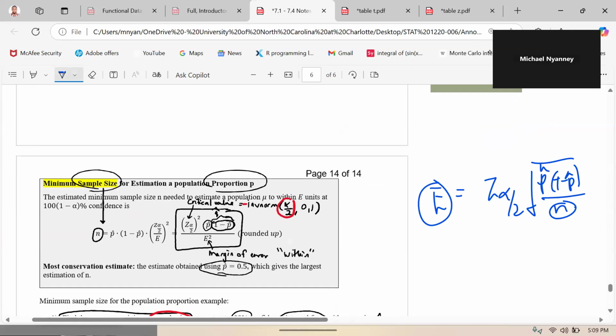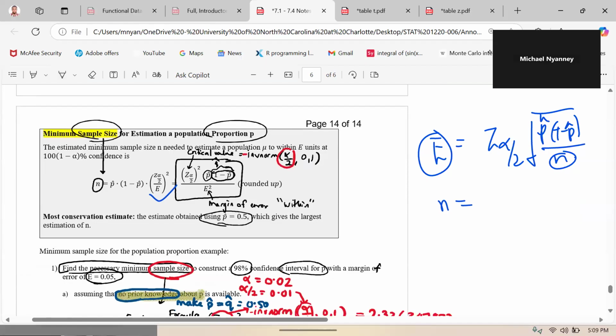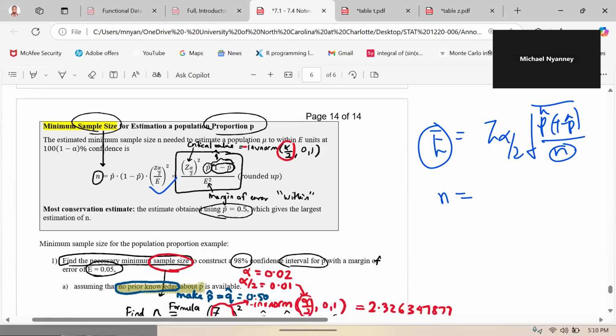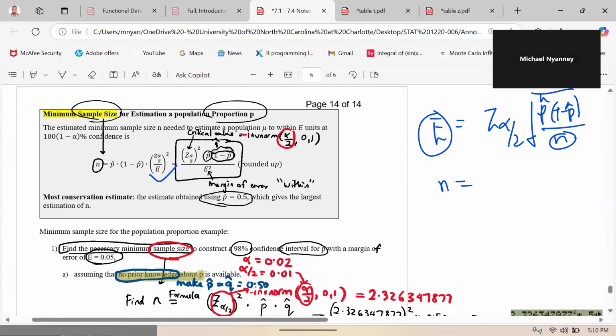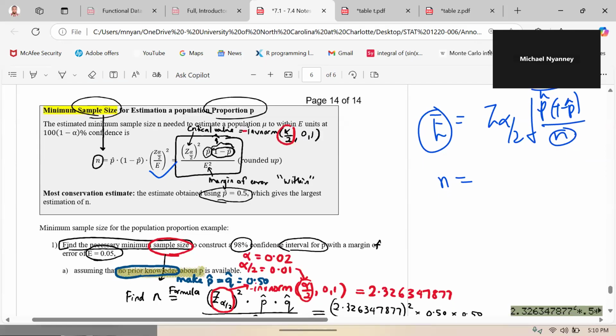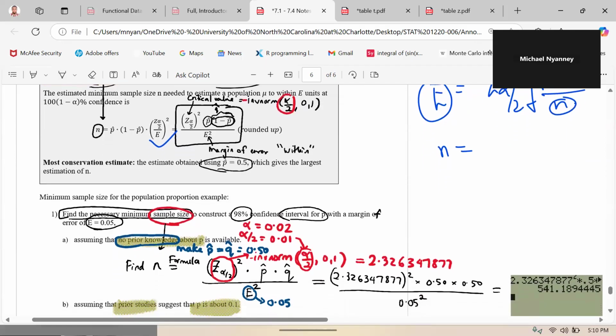If you do change of subject, you're going to get n. So for n, you're going to get all these. That is what we did here to get the formula. This formula you don't have to put in the brain, you will always be provided. But note, the most conservative estimate is the estimate obtained using P, which gives the largest estimate of n. So if you use P to be 0.5, that gives the largest estimation of n.